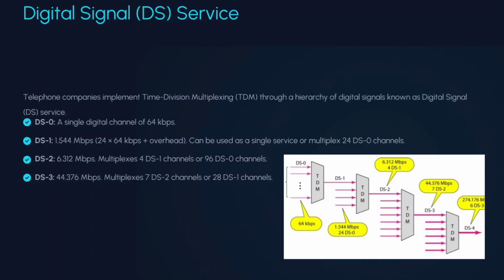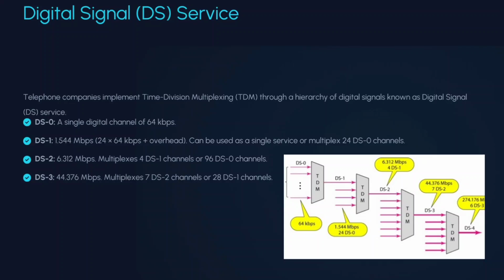Let us now understand the different DS levels. DS0, a single digital channel having data rate 64 kbps, and it represents one voice channel. DS0 is not sold directly as a service but it is the fundamental for all the higher level services. DS1, its data rate is approx 1.5 Mbps and it multiplexes 24 DS0 channels with overhead. It can be used either as one high-speed digital link or 24 individual voice channels.